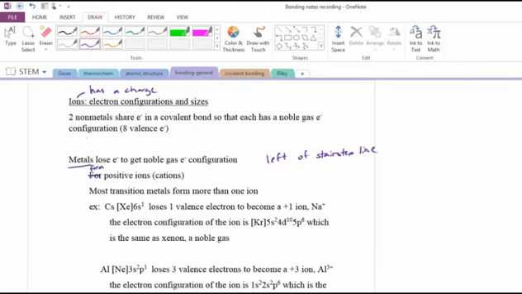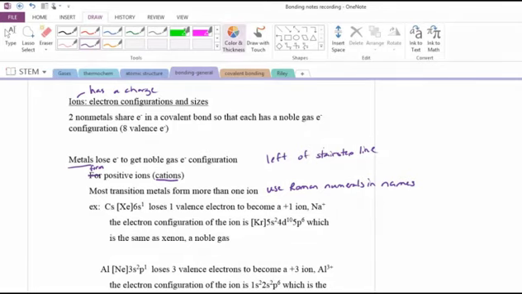Transition metals form more than one ion. That's why we use those Roman numerals in their names. And they're going to lose electrons in order to get a noble gas electron configuration.